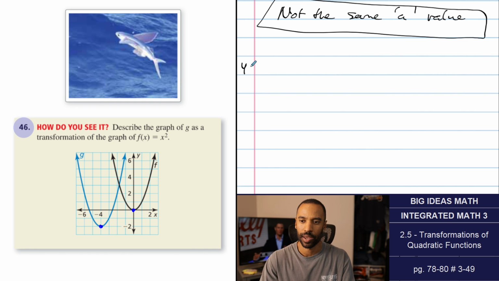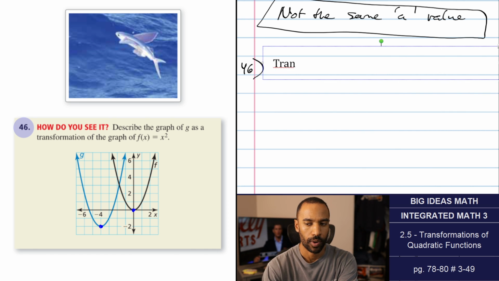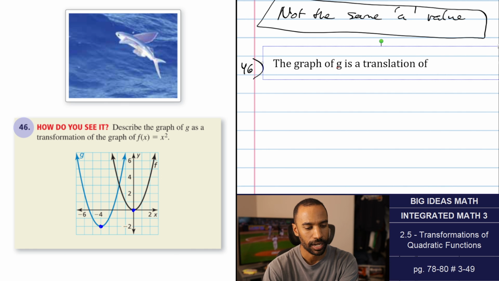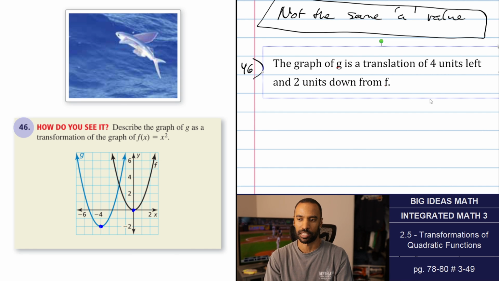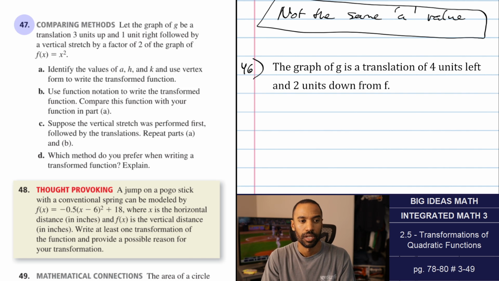There's only translation change. So on number 46, describe the graph of g as a transformation. G, we're going to translate f. Let's see, the graph of g is a translation of 4 units left and 2 units down from f. I think that's how we'd say that. All right, that was it. No stretches. Number 47, comparing methods.